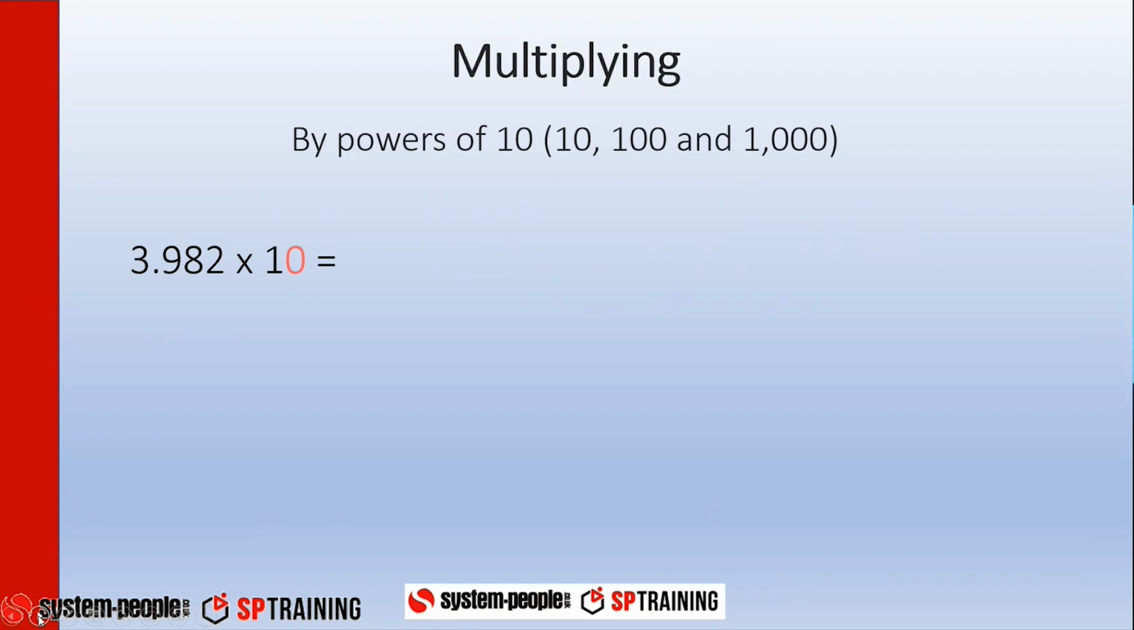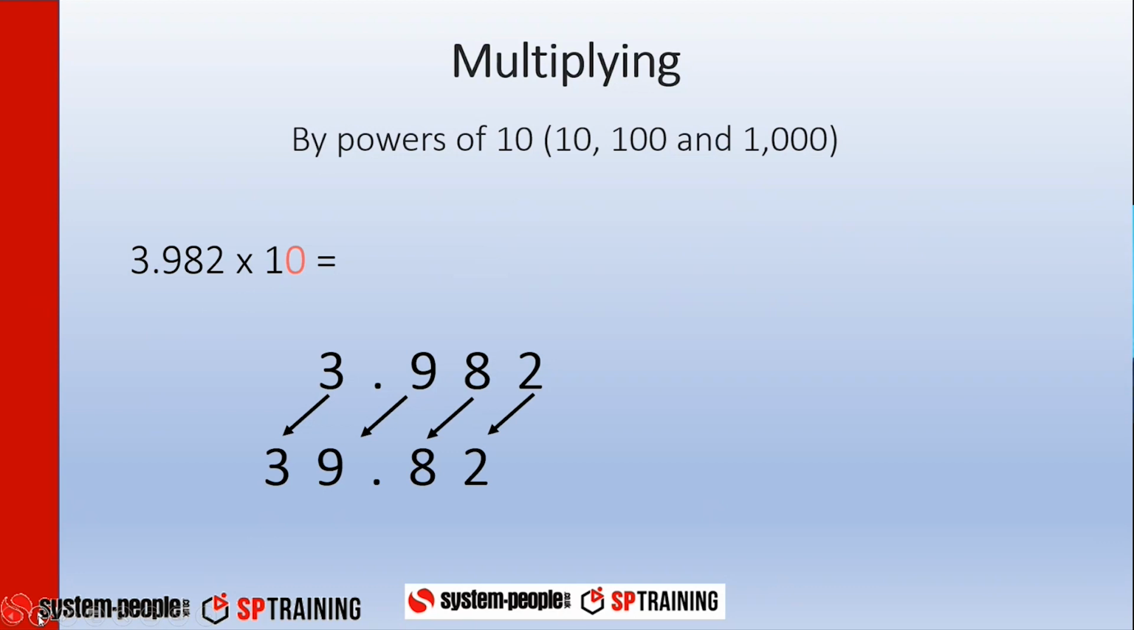3.982 times by 10. When we multiply by 10, we move everything one place to the left. The decimal point stays still and everything else moves. So if I multiply 3.982 by 10, every single digit moves one place to the left. My 3 units becomes 3 tens. My 9 goes the other side to the units, and the 8 will move across as well.